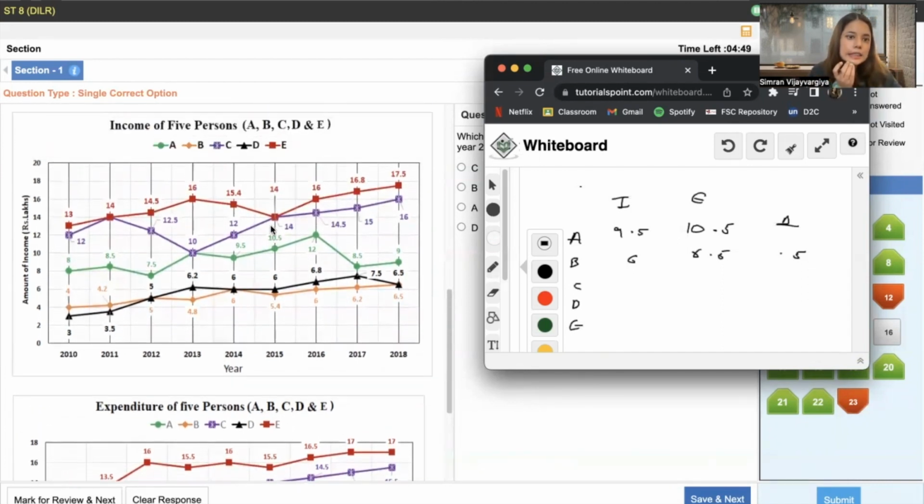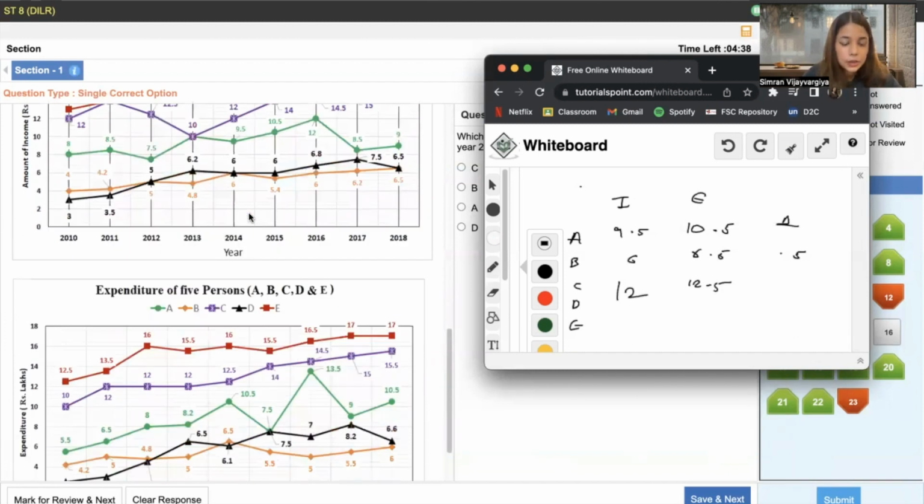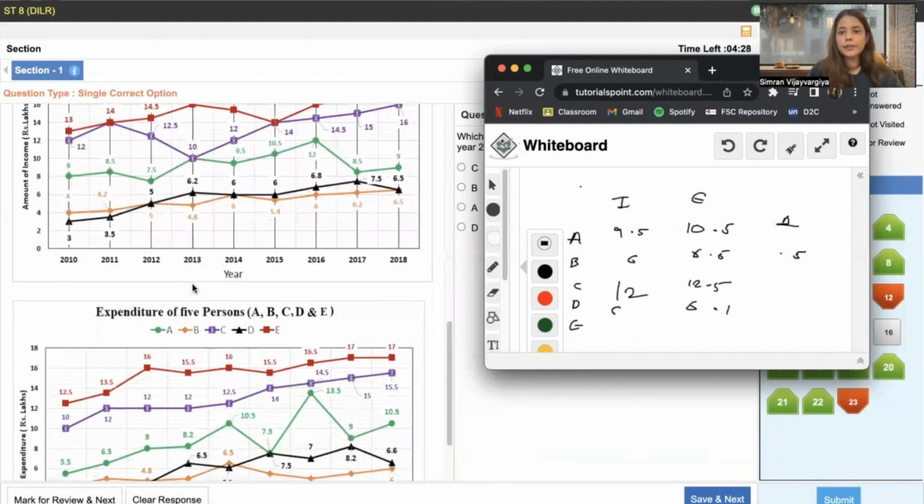C is our purple one. C went from 12 to 12.5. Okay. D went from 6 to 6.1. And E went from 17.5 to 17. So E does not have a loss, so E is out of the picture. Now here it's 0.1 by 6, and 0.5 by 6 is obviously greater. And here it is 0.5 by 12, so this is obviously greater. So these three are out of the picture.